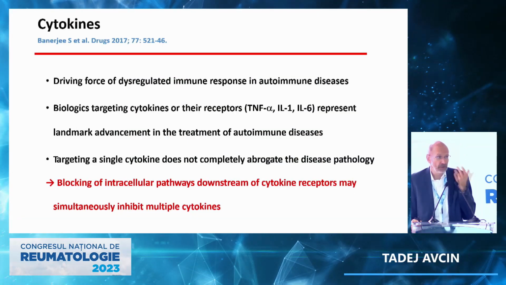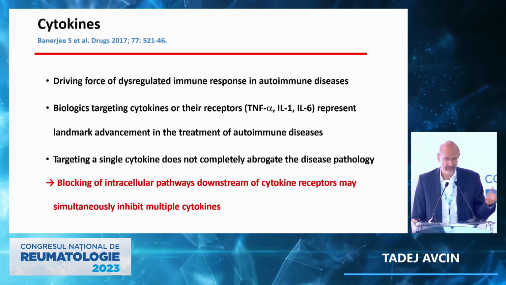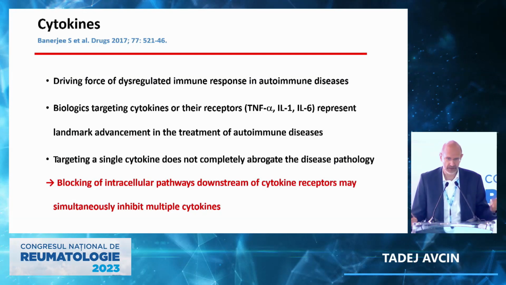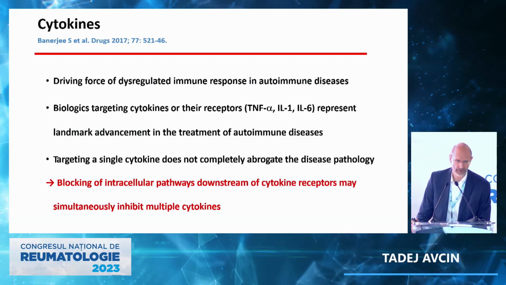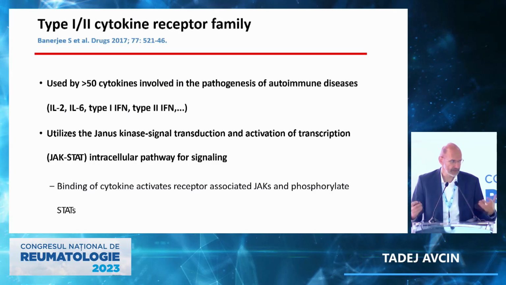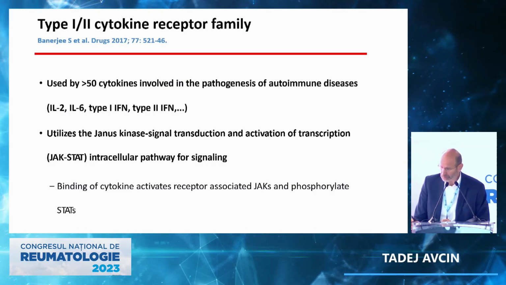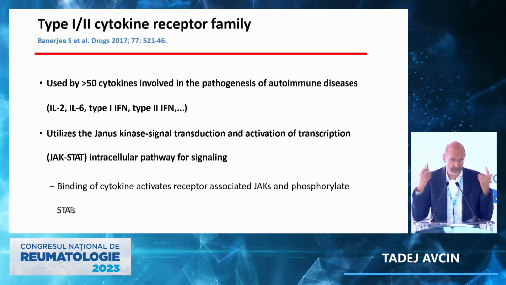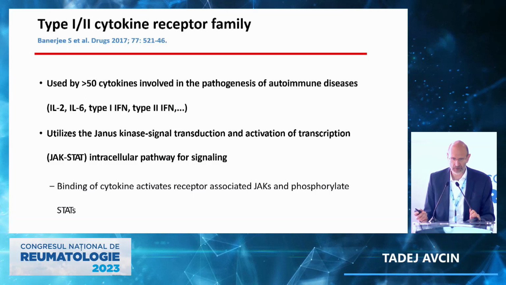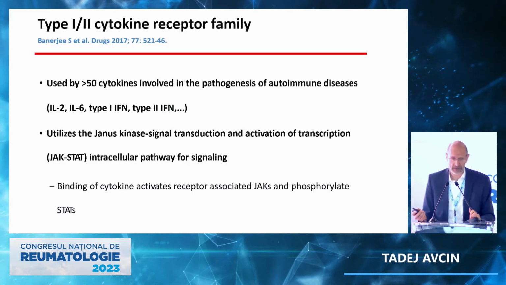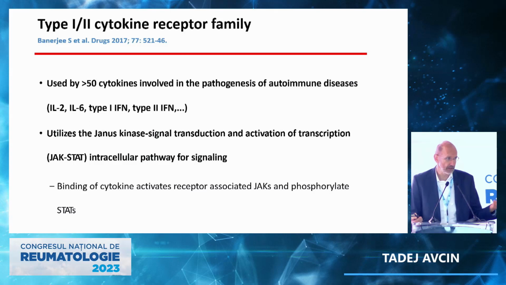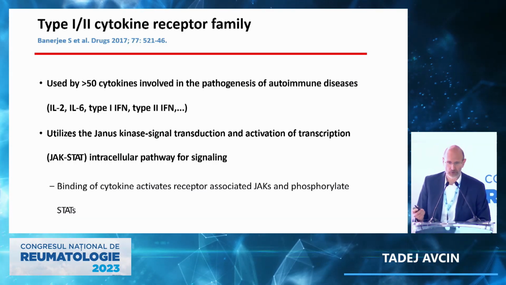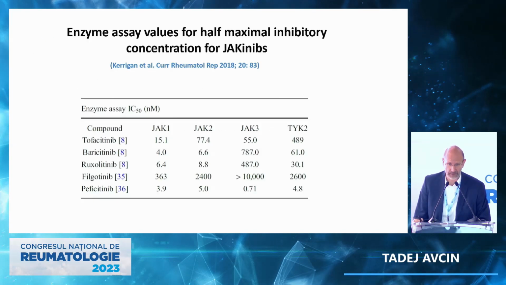And we do know that targeting a single cytokine maybe is not enough in a certain group of patients. Of course, the idea is that blocking an intracellular pathway would inhibit multiple cytokines, and we would be able to get disease control in a subgroup of patients. This is the logic behind the use of JAK inhibitors also in juvenile idiopathic arthritis, because more than 50 cytokines that are the main drivers of inflammation in autoimmune diseases use this JAK-STAT signaling pathway.